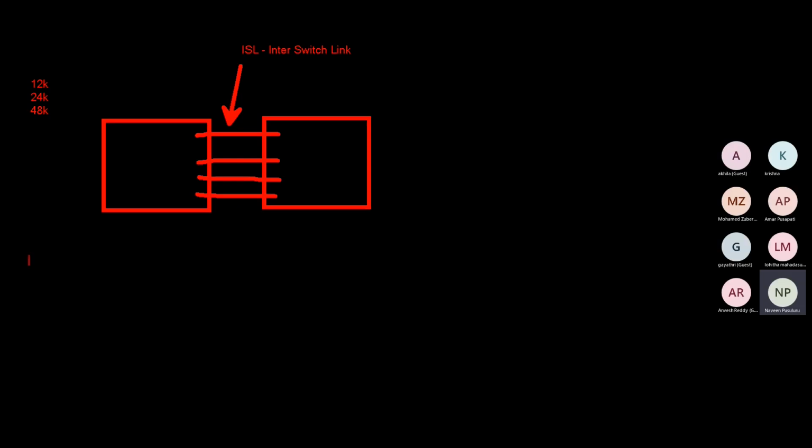That is the reason they have done this in the DCX series. They have added two separate blades for inter switch connectivity. We'll call it ICL, inter chassis connectivity. Along with the CP blades and port blades, we'll have two chassis blades.